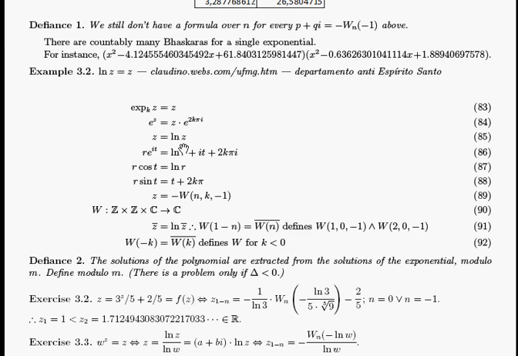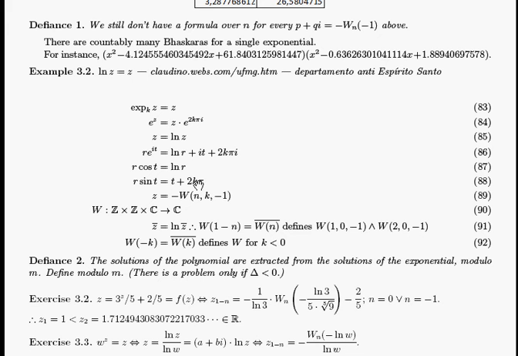Z is the logarithm of z. Taking the logarithm of both sides, z is r times the exponential of it. The logarithm of this form is the logarithm of r plus it plus 2kπ. These are the branches of the logarithm. So we have two equations: r cos t equals the natural logarithm of r, and r sin t equals t plus 2kπ, and z will be the solution of this system.